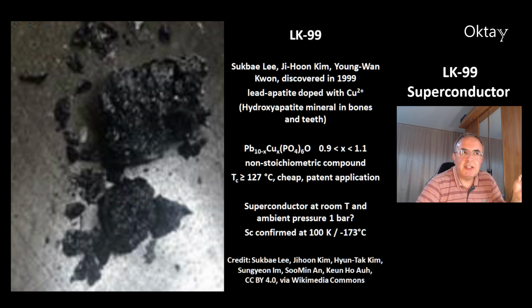This is a lead apatite compound that is doped with copper ions. It is related to hydroxyapatite, which is a mineral in teeth and bones. And this is the formula of LK-99, lead copper phosphate oxide. X is important. It has to be between 0.9 to 1.1, so about 10% replacement of lead with copper. It's a non-stoichiometric compound. Its critical temperature, according to scientists, is above 127 degrees Celsius. It's made of cheap elements.